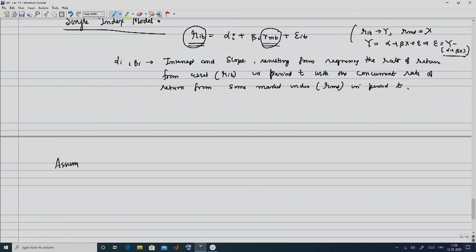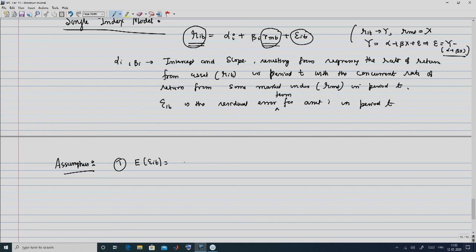Alright, so now in order to carry out this exercise, I need to make certain assumptions, and these assumptions are the following. Remember that epsilon IT is the residual error term for asset I in period T. The first assumption is that the expected value of epsilon IT is going to be 0. The second thing, rather an introduction of notation, is that I will denote the variance of epsilon IT with the notation sigma square epsilon I. Thirdly, I will assume that the covariance of epsilon IT and RMT is going to be 0. That means epsilon IT and RMT are uncorrelated.